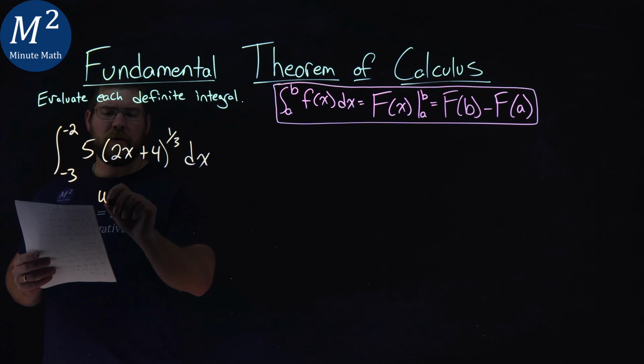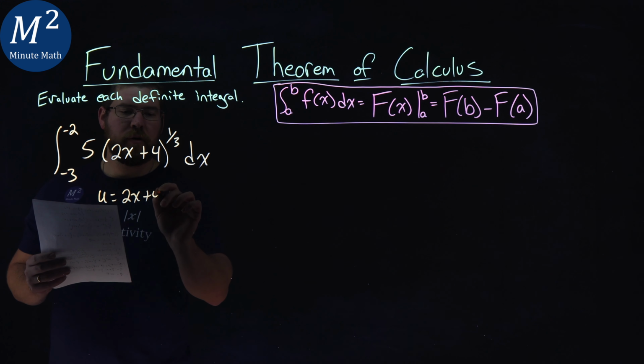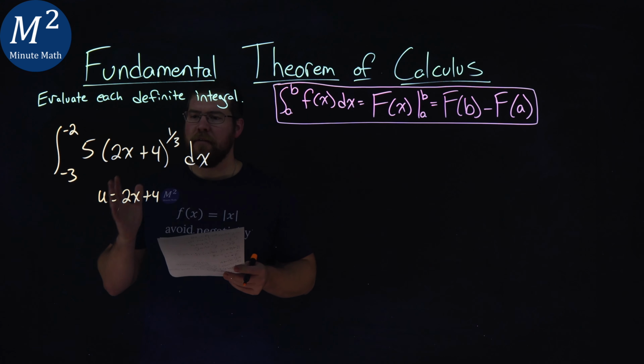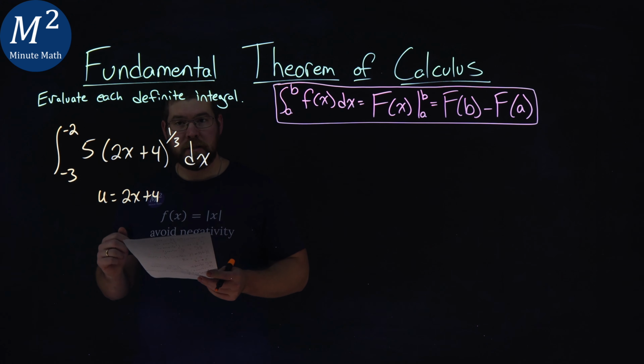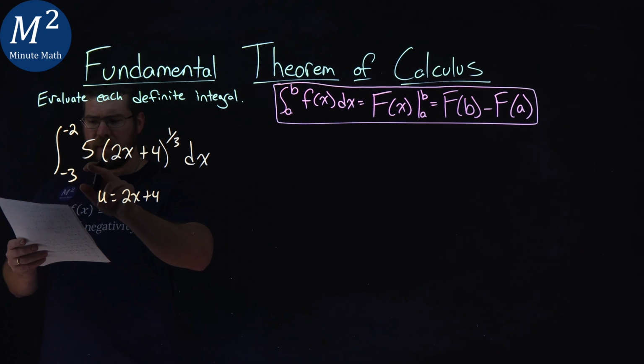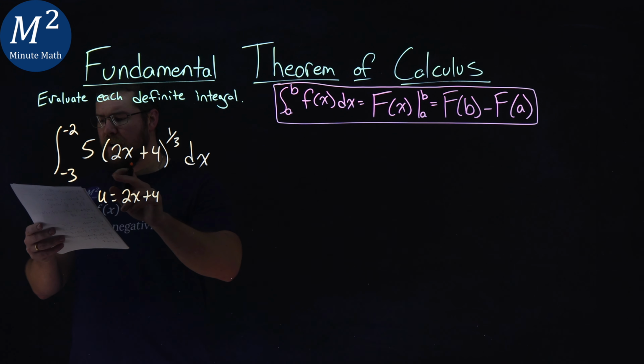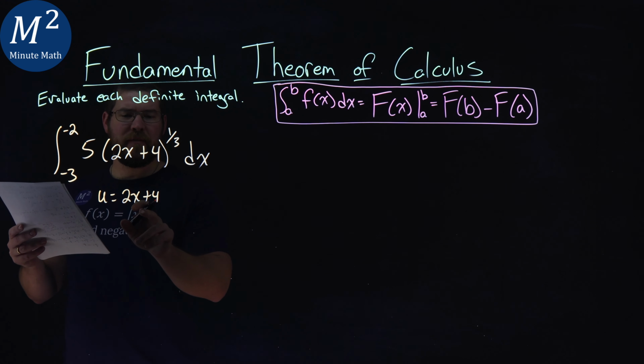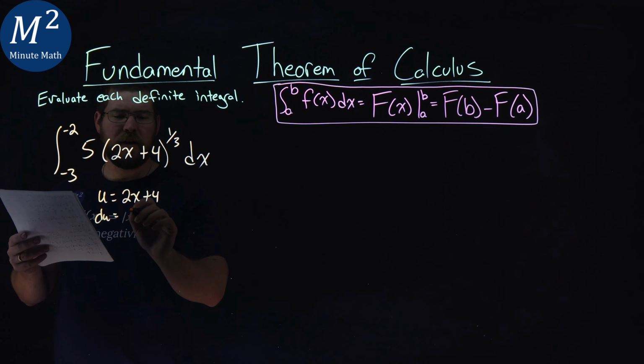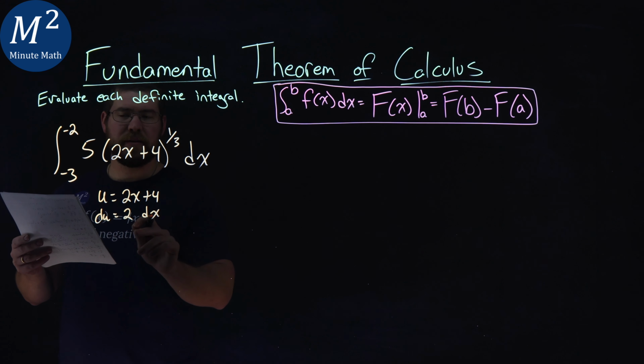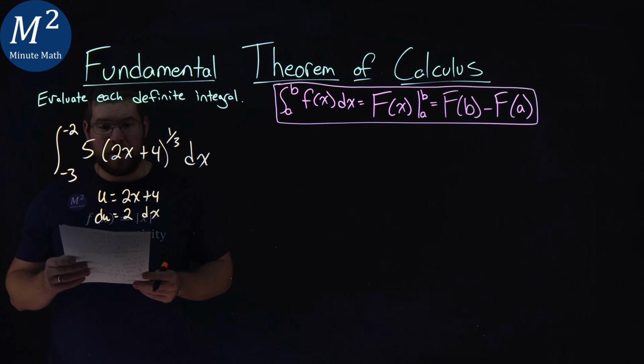So I'm going to set my U value to be 2x plus 4, what's inside the parentheses. If that's my U value, what can I make my du value be? Well, that 5 out here is kind of hard to get, because if I take the derivative, I have a 2 dx here, and the 5's in the way.